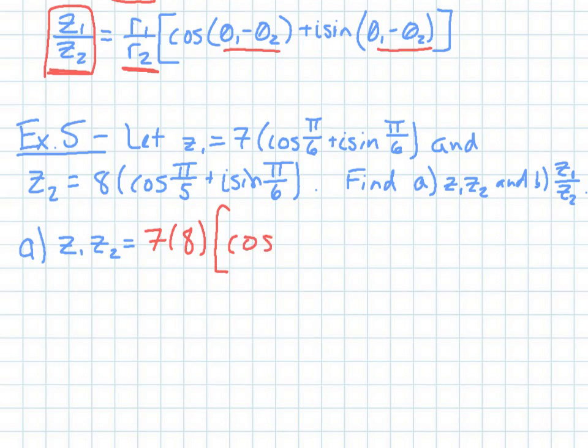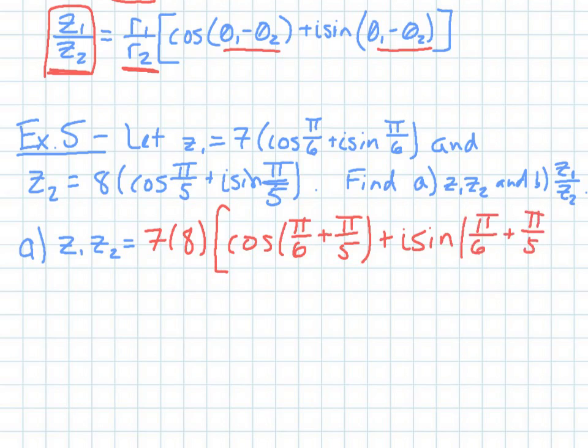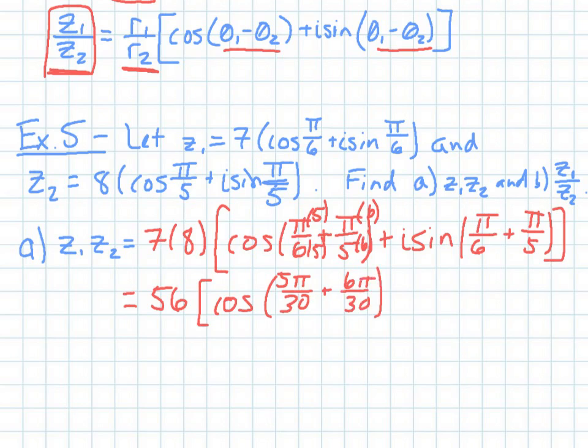And then I take cosine, and I take pi over 6 and add it to pi over 5. That gets me something where I have to combine like terms. I do the same for the sine, the same addition of fractions. So I have to figure out a common denominator between 6 and 5, which is going to be 30. So here 7 times 8 gets me 56. Then I multiply this one by 5 top and bottom, and this one by 6 top and bottom. So that gets me 5 pi over 30 plus 6 pi over 30, and together that would get me 11 pi over 30.